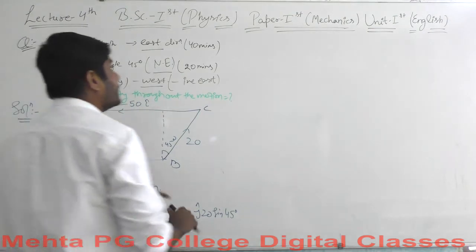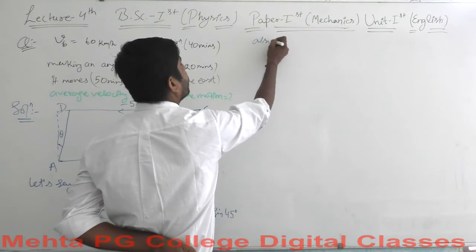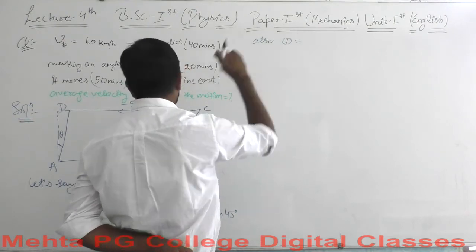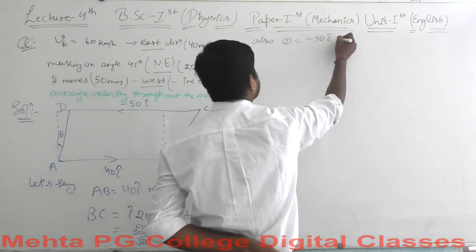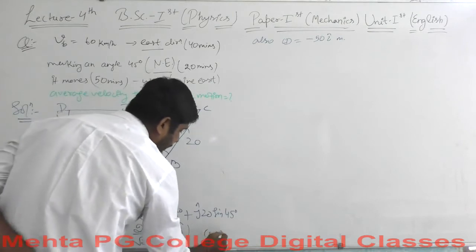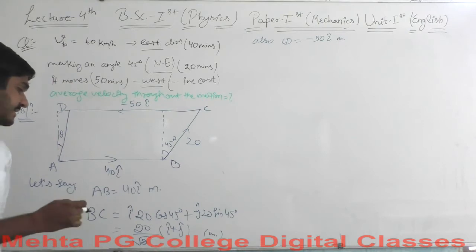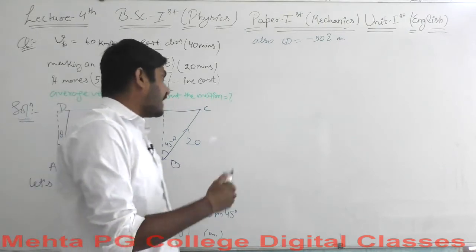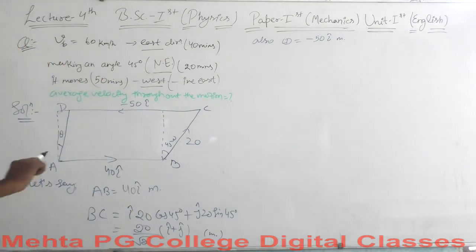Again, this is the CD here. CD will be equal to minus 50 i cap minutes. This is again in minutes, the units are here. AB is equal to 40 i cap minutes, BC is equal to 20 over root 2 i cap plus j cap minutes, and CD is equal to minus 50 i cap minutes. So we have all the time components written on the whiteboard, if you can see yourself.